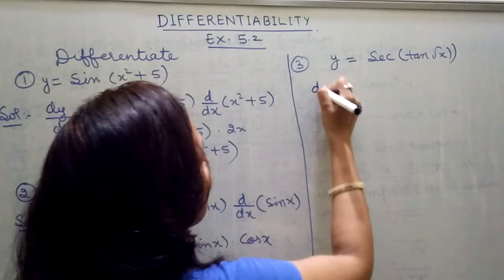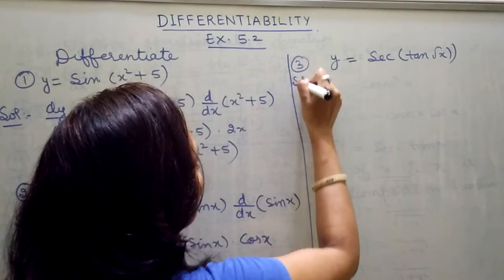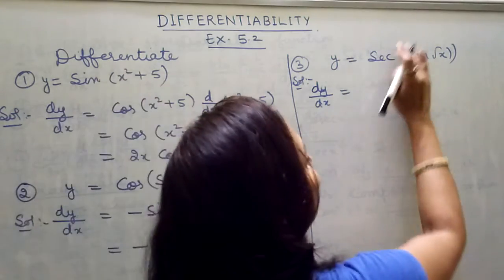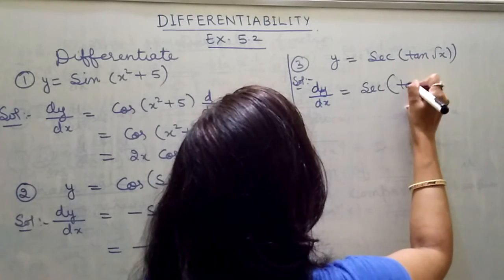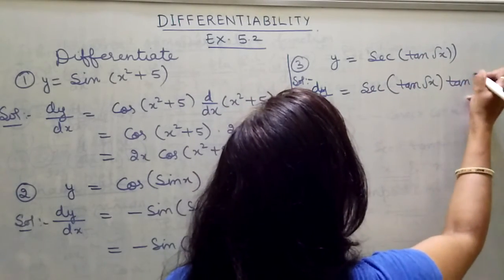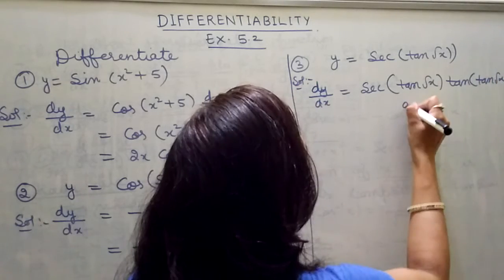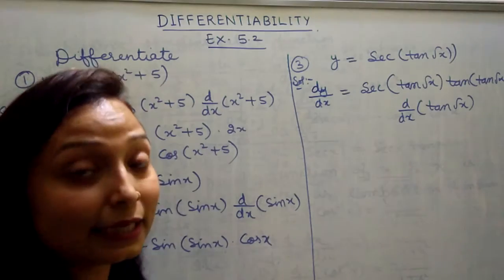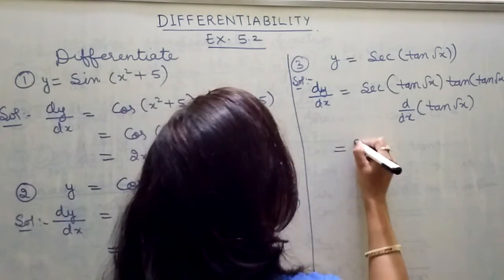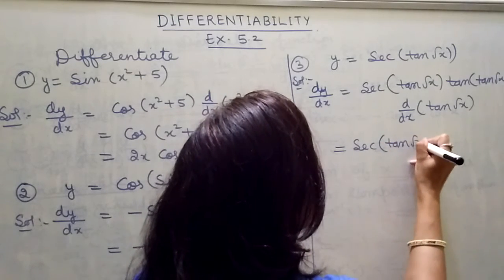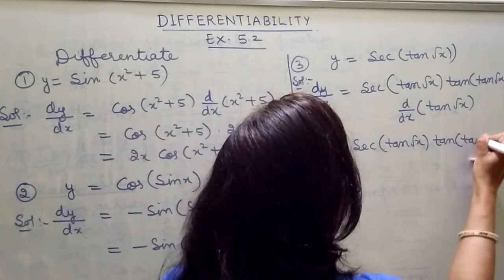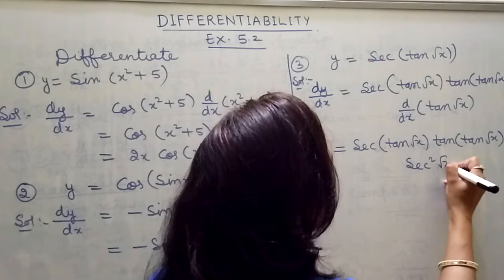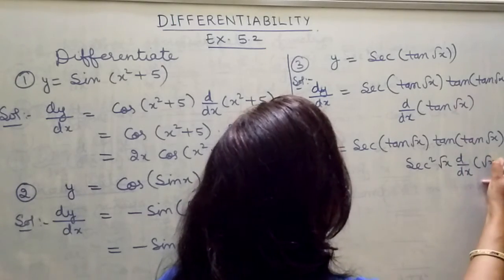So I will solve like this: dy upon dx. This is the solution. The derivative of secant x is secant x tan x. So this behaves like that: secant of tan root x, tan of tan root x. Now the derivative of tan is secant square, so the derivative of tan root x is secant square root x, and then the further derivative of root x.